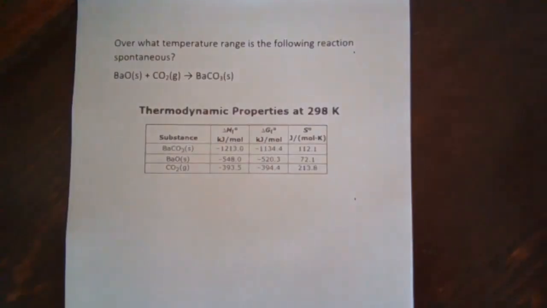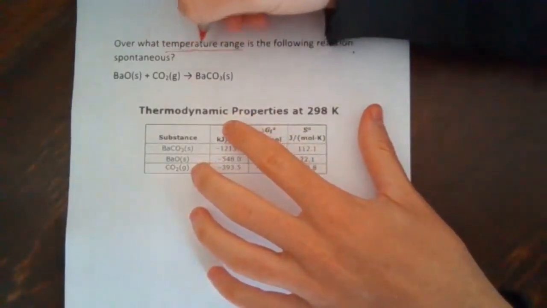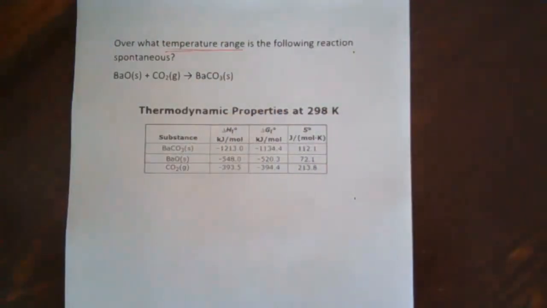So I want to know what temperature range my reaction is spontaneous. What I'm looking at is changing the spontaneity of a reaction by changing the temperature. Basically, how can I make a reaction tend to happen or not happen? We know if you want to boil water, you heat it up. And so that's where it starts to become spontaneous.